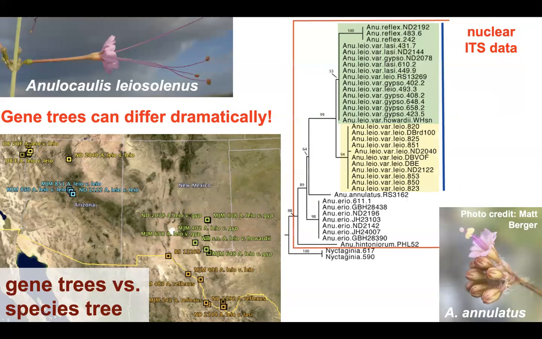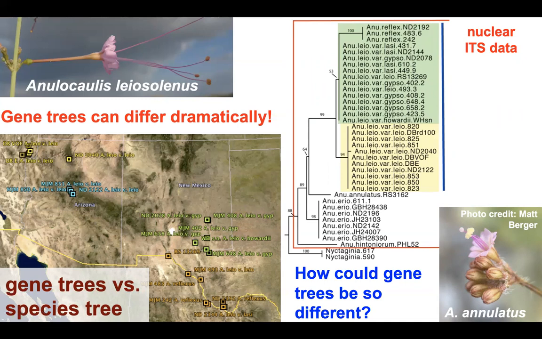But if I look at a different gene tree, a tree based on nuclear data, well, lo and behold, all of the populations in this entire group, and their colors aren't quite the same, so I apologize for that, all of the populations in this entire group form a nice, well-supported clade, including the central Arizona populations. So 2 gene trees give you 2 very different answers. How could they be so different? They're from the same individuals. How could they be so different?